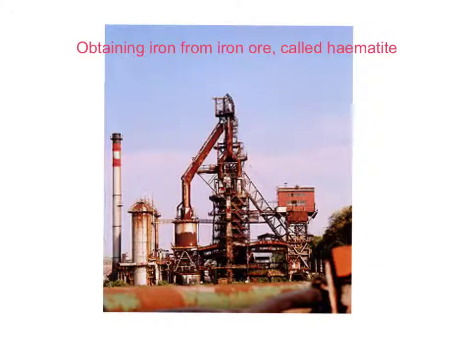This is a picture of a blast furnace. It's about 100 meters high. It's used to obtain iron from iron ore. The name of the ore is called hematite. Iron ore is a rock that only contains about 40% iron oxide.